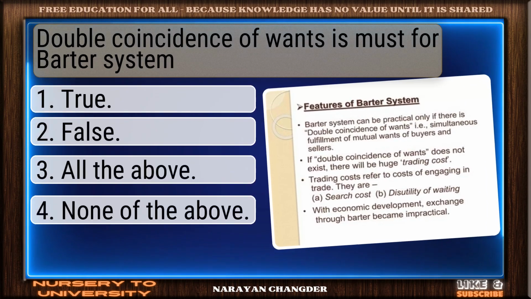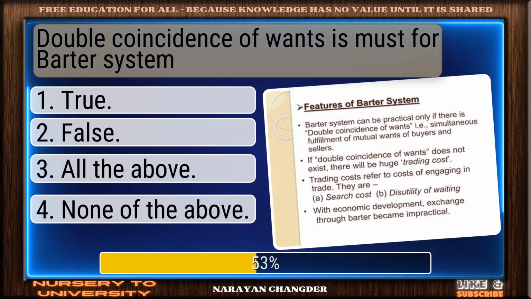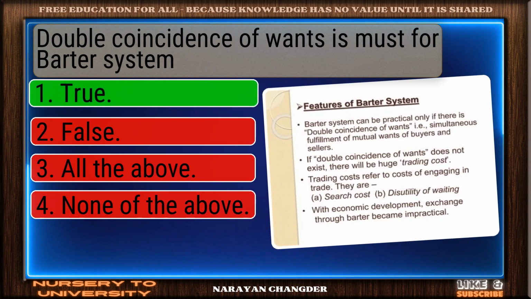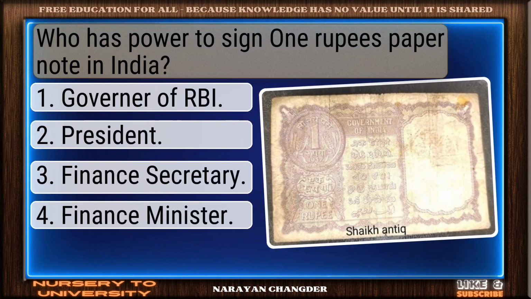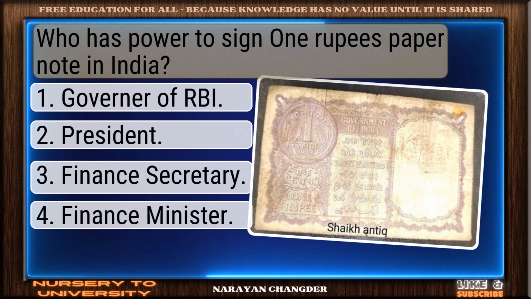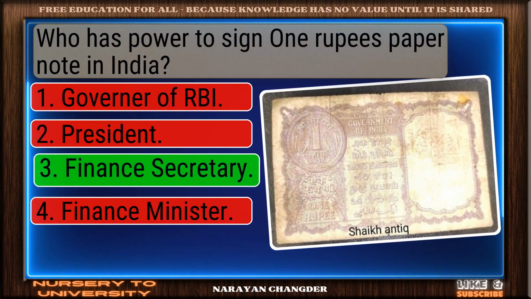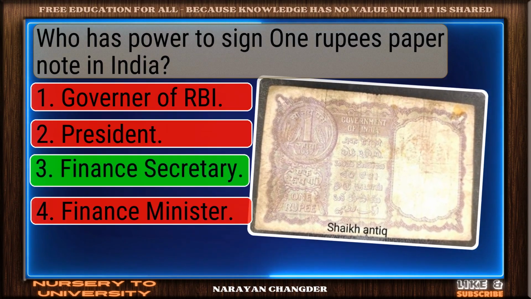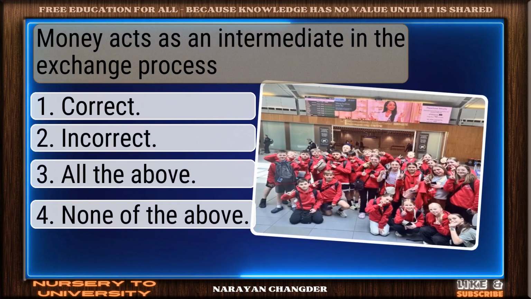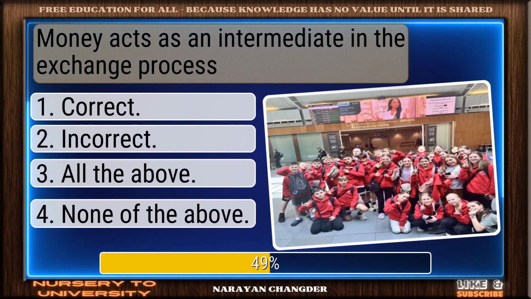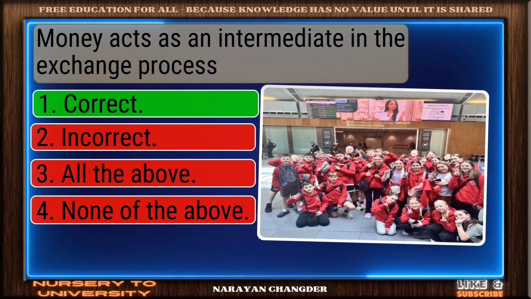Double coincidence of wants is a must for barter system. Exactly. True makes sense. Who has power to sign 1 rupee's paper note in India? Bravo. Finance Secretary is the answer. Money acts as an intermediate in the exchange process. Nice selection. True is correct.